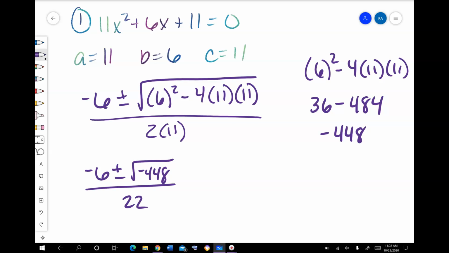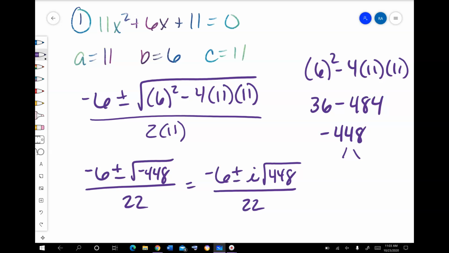Now, when you pull that negative out, you're pulling out an i. So I'm going to rewrite this as -6 plus or minus i times the square root of 448 over 22. That's the only new part from the previous video. So now we need to break down the 448. We're going to break down the positive 448.